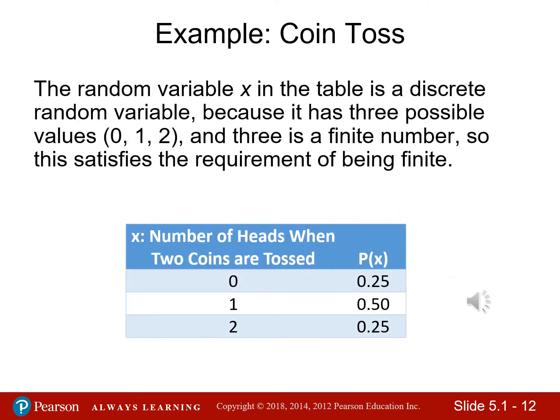In our coin toss example, the random variable x in the table is a discrete random variable because it has only 3 possible values that we can count: 0, 1, or 2. And the 3 possible values are a finite number. So this satisfies the requirement of being finite.